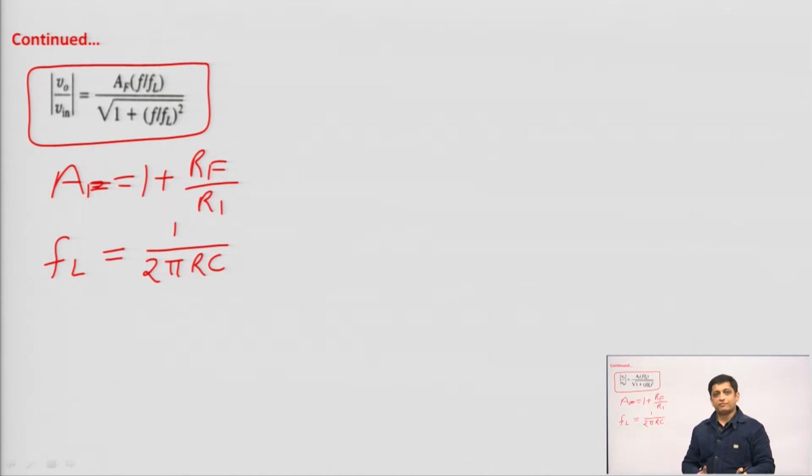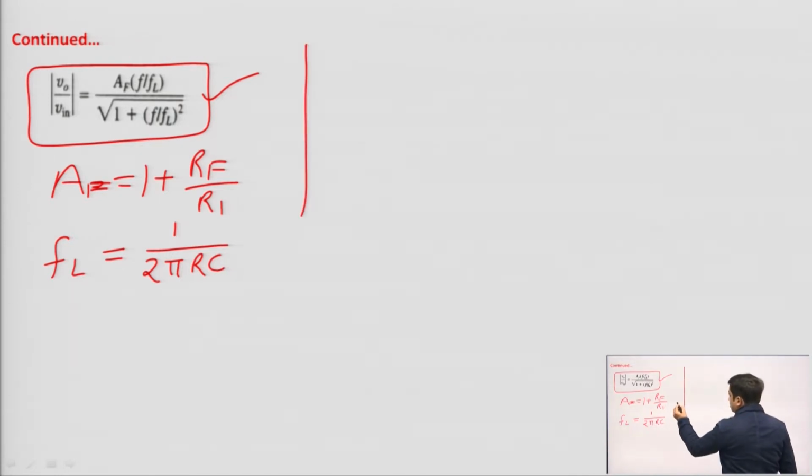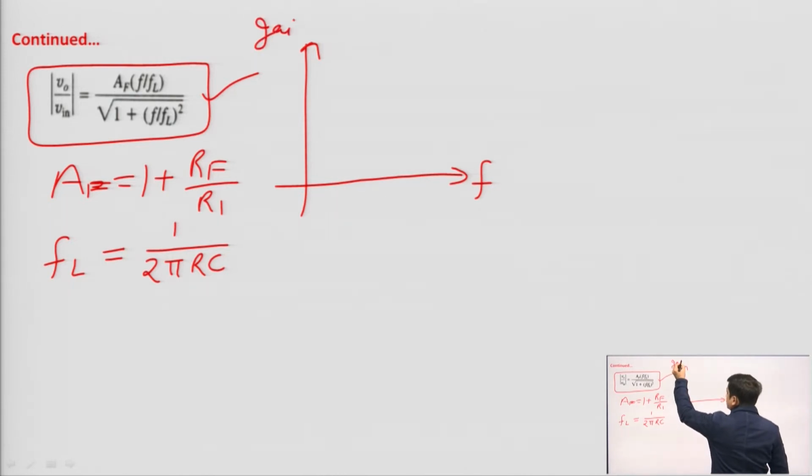In the low pass filter the cutoff frequency was 1 upon 2 pi RC, in the high pass filter again it is 1 upon 2 pi RC. So, this is the transfer function of the first order high pass filter. Now, we can draw the frequency response of the first order high pass filter. That frequency response is the graph between frequency versus gain.